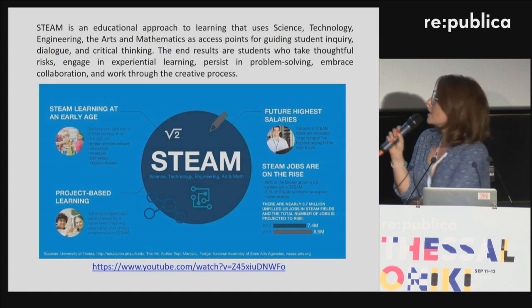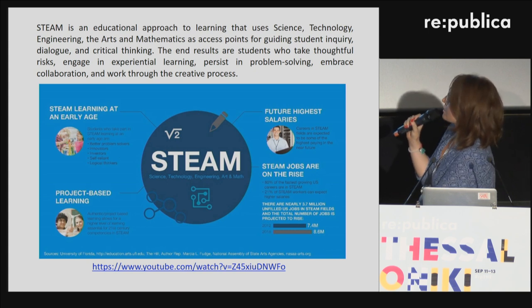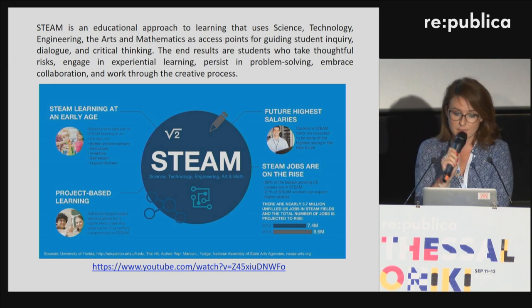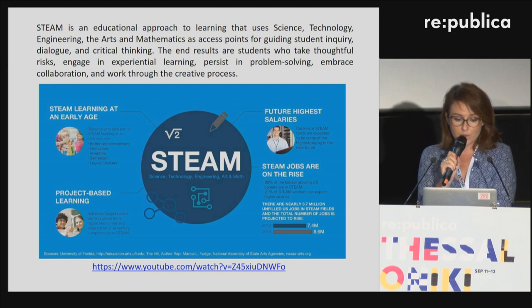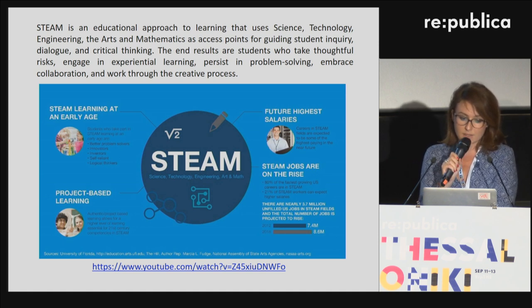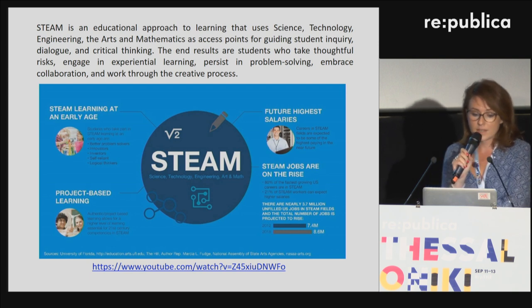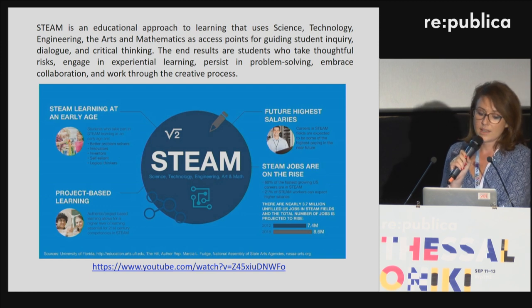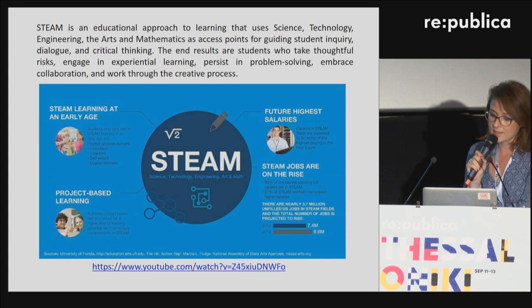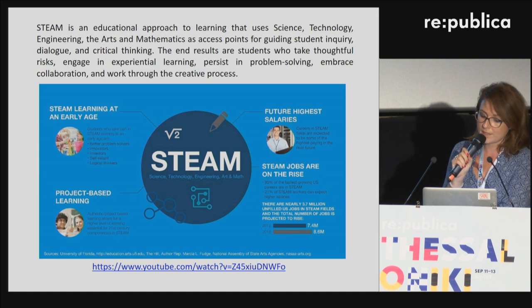This is why I would like to introduce you to the STEAM educational approach. STEAM is the acronym for science, technology, engineering, arts, and mathematics. And this approach to learning uses all these aspects as access points for guiding student inquiry, dialogue, and critical thinking. The end results are students who take thoughtful risks, engage in experiential learning, persist in problem solving, embrace collaboration, and work through the creative process.